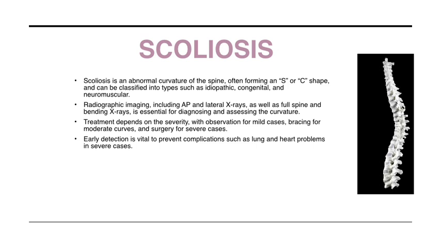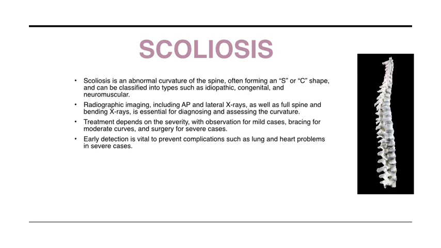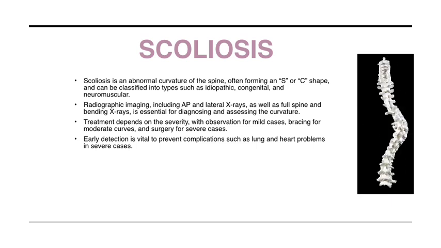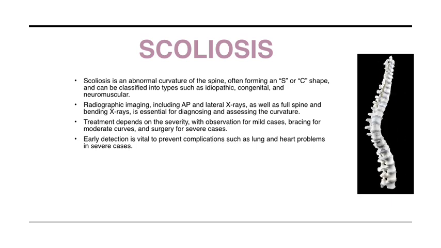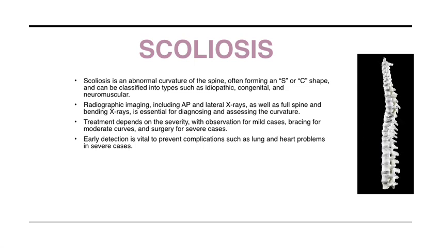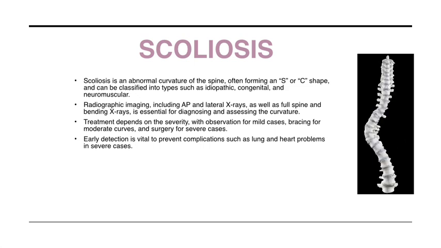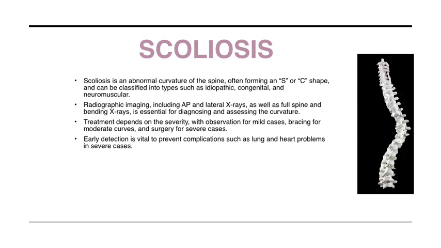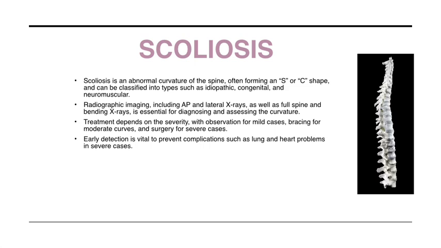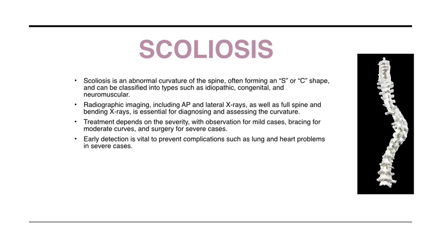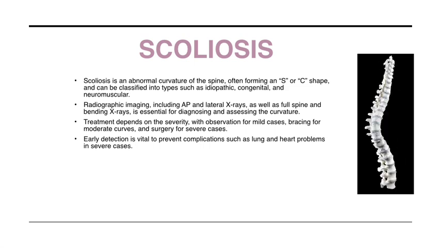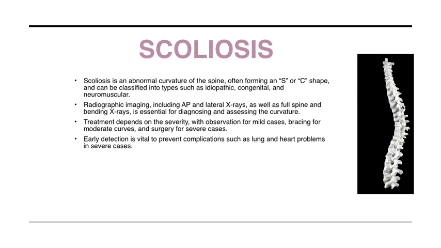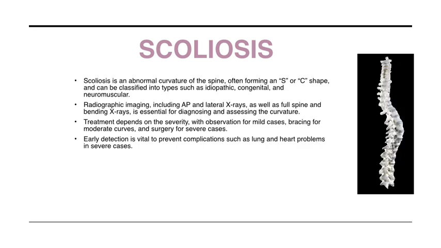Scoliosis is an abnormal curvature of the spine, often forming an S or C shape. It can be classified into types such as idiopathic, congenital, and neuromuscular. Radiographic imaging, including AP and lateral x-rays, as well as full spine and bending x-rays, is essential for diagnosing and assessing the curvature. Treatment depends on the severity, with observation for mild cases, bracing for moderate curves, and surgery for severe cases. Early detection is vital to prevent complications such as lung and heart problems in severe cases.